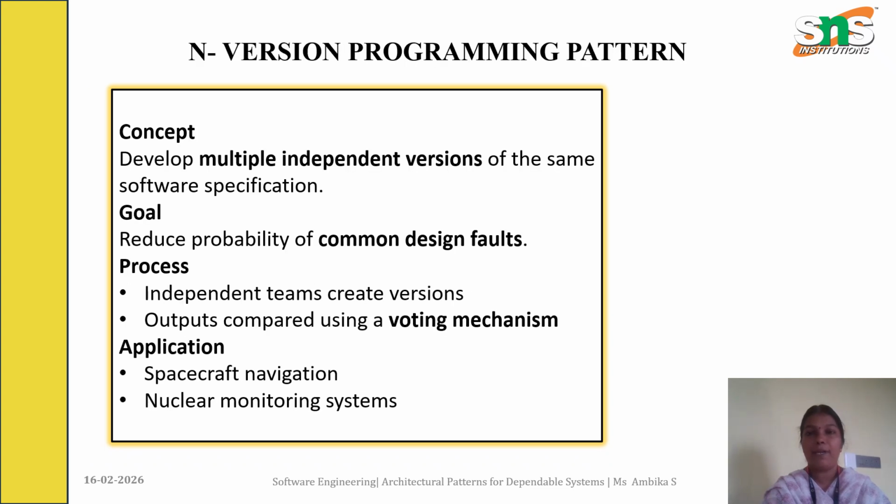Next one is the N-version programming pattern. Here we develop multiple independent versions for the same software specification. The main goal is to reduce common design faults. Independent teams create different versions of the same software and these versions are executed in parallel. Using a voting mechanism, the majority output is considered. The applications here are spacecraft navigation and nuclear monitoring systems.